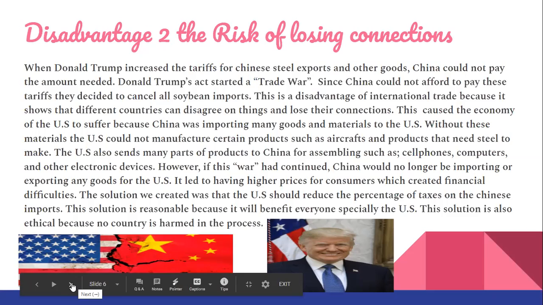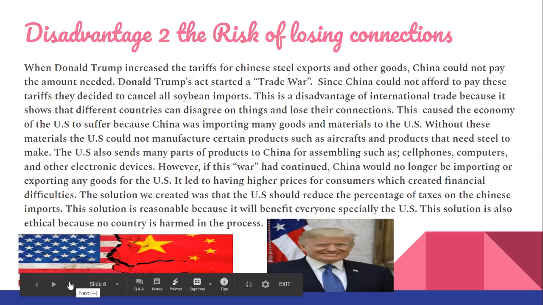This is a disadvantage of international trade because it shows that different countries can disagree on things and lose their connections. This caused the economy of the US to suffer because China was importing many goods and materials to the US. Without these materials, the US could not manufacture certain products, such as aircrafts and products that need steel to make.